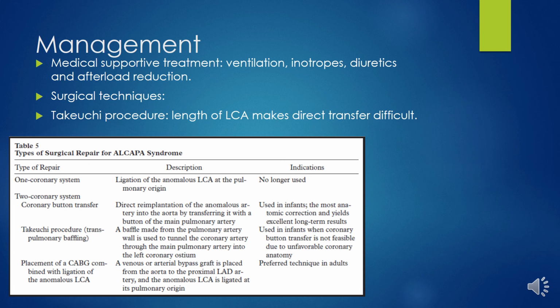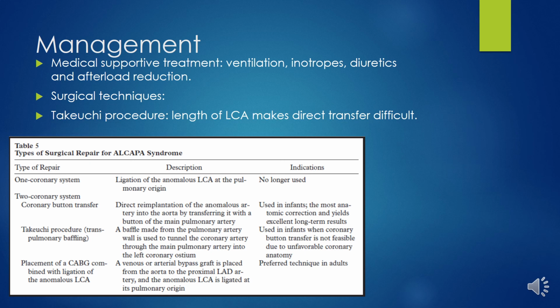All ALCAPA patients require surgical intervention depending on the status of the patient. Mechanical circulatory support may be needed in the postoperative setting. The various surgical options include reimplantation. This is the standard of care for ALCAPA and can be performed in most cases. The anomalous coronary is excised with a rim of the pulmonary artery and anastomosed to the aorta, re-establishing the two coronary circulation. The pulmonary artery can then be repaired primarily with a patch.